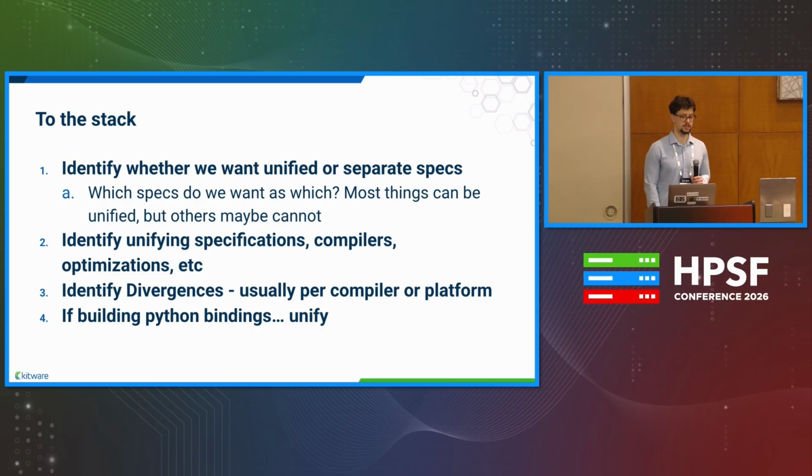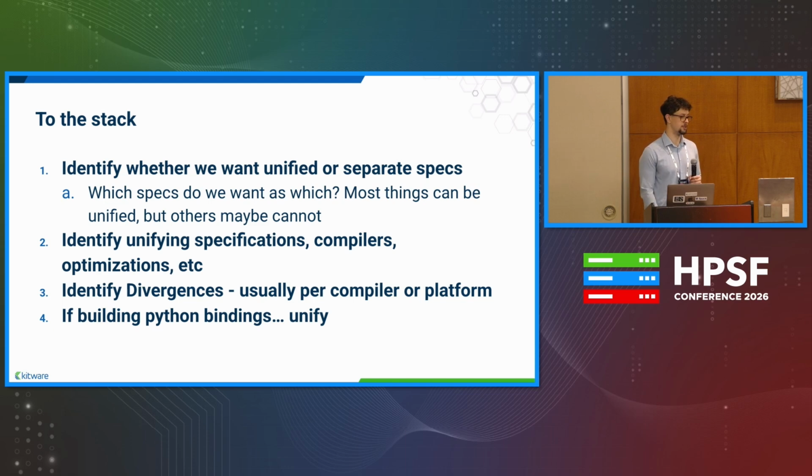And then when we're constructing the stack, a few more things to consider. We need to identify whether we want unified or separate specs. Which specs do we want as which, especially with spec groups coming out, that's going to be really, really useful for converting these. The ability to group certain specs into discrete concretization units would be very helpful, especially if a bunch of things rely on genuinely conflicting versions of things, right?